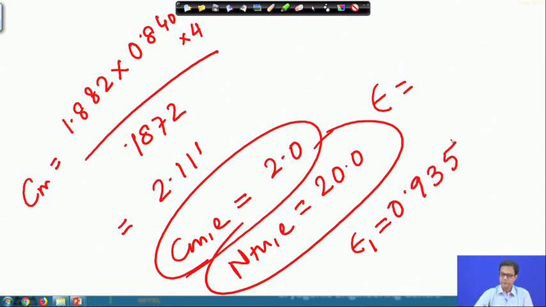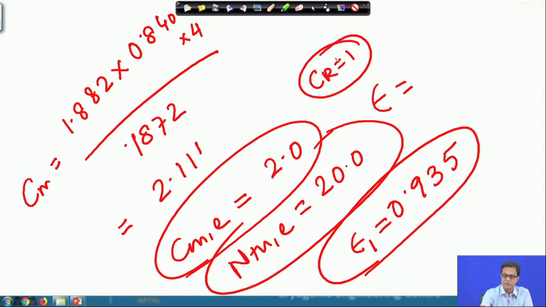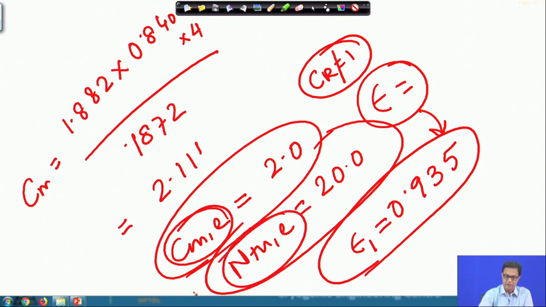0.935. So, we now have a rough estimate of the effectiveness, because we have used that chart which corresponds to CR equals to 1, but since the CR is not equals to 1 for us, we have to find out this effective value corresponding to this effective CME and this NTU effective value, and there we are getting the epsilon 1.